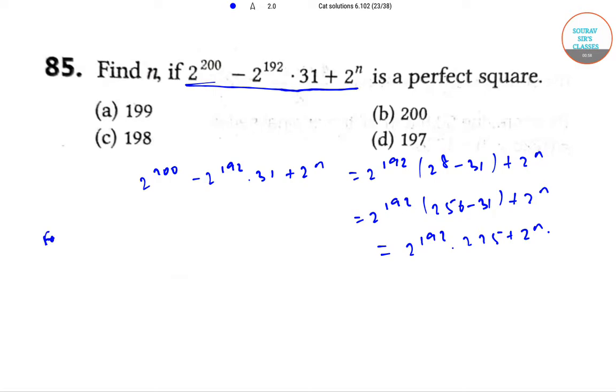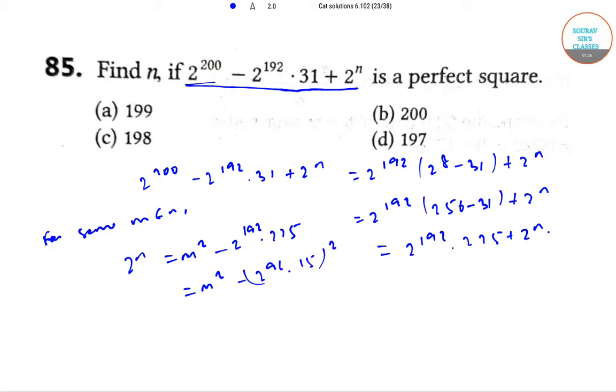Now, for some m belonging to N, 2^n is equal to m² − 2^192 × 225, or m² − (2^96 × 15)², that is equal to (m − 2^96 × 15) × (m + 2^96 × 15).